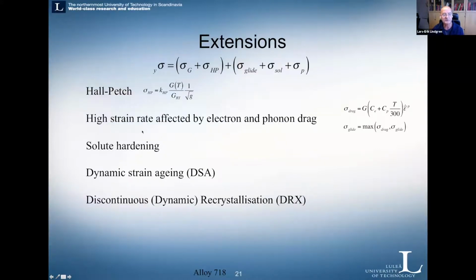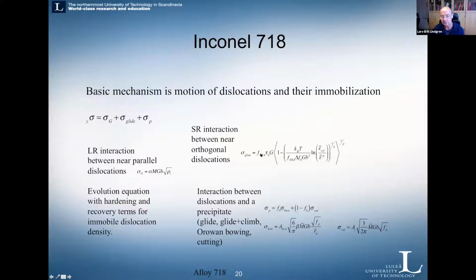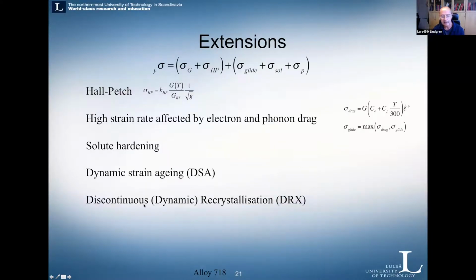What we're working with now is to include the Hall-Petch term, high strain rate effects for machining cases where we have electron and phonon drag on the dislocation, solute hardening, dynamic strain aging, which was this term, which we hadn't used before, and also discontinuous recrystallization. So I will end up giving some example of that before I conclude my talk.